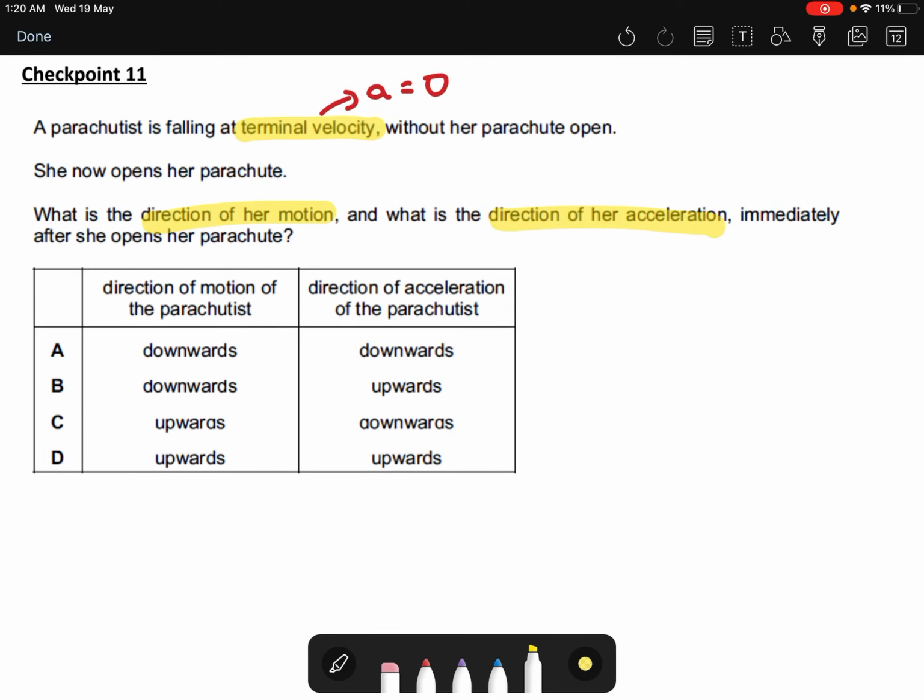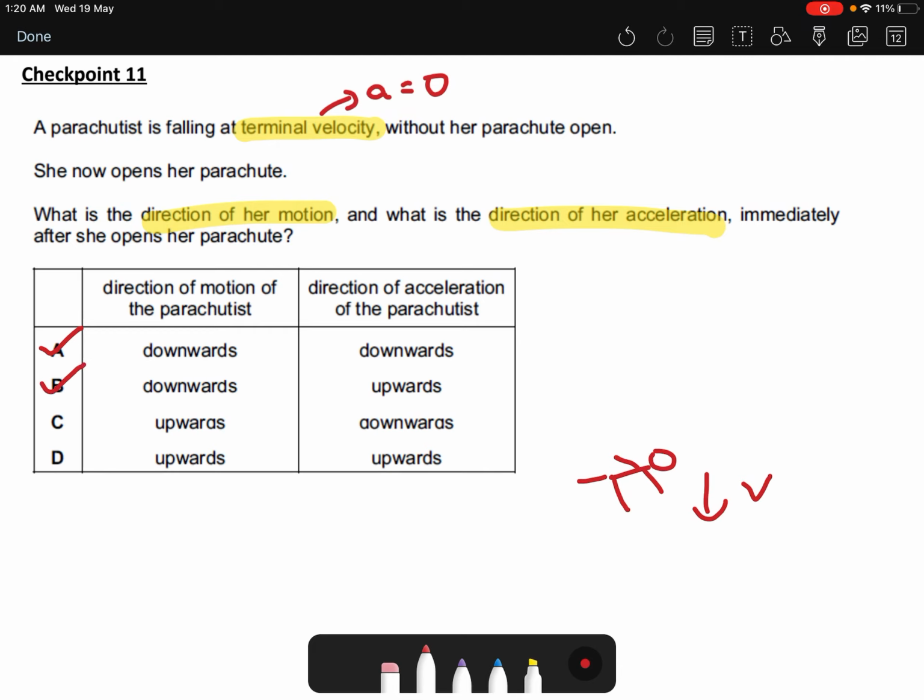Okay, so when you are falling, whether you open your parachute or not, you are still falling downward. This is something that we need to know. You cannot open a parachute and then suddenly fly upwards, right? Cannot be. You just slow down in your descent. So the direction of motion is still downwards. So the answer is either A or B.